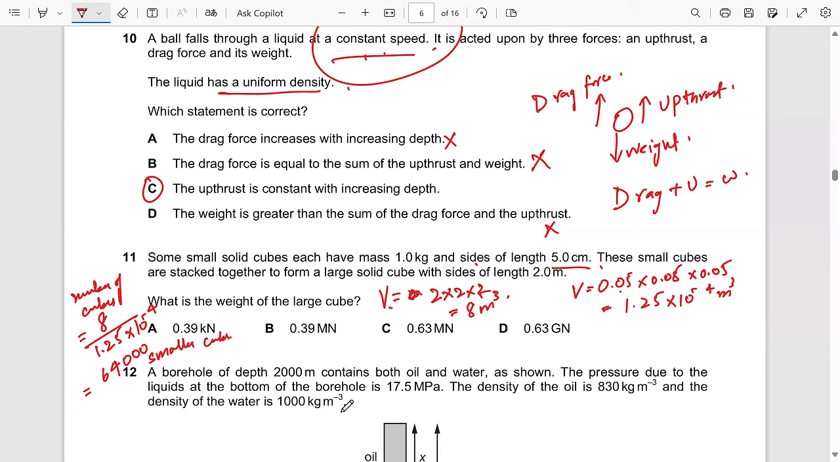So 64,000 smaller cubes together make up the larger cube. So what will be the total weight of these smaller cubes? That would be 64,000 kg is the mass, so the weight will be mg. The weight is mg, right? g is 9.81. Which is in fact approximately equivalent to 0.63 meganewton. This is equal to 0.63 meganewton. It is not giganewton, not this, not this. So the answer is C.